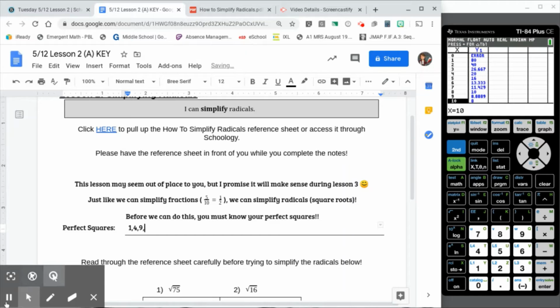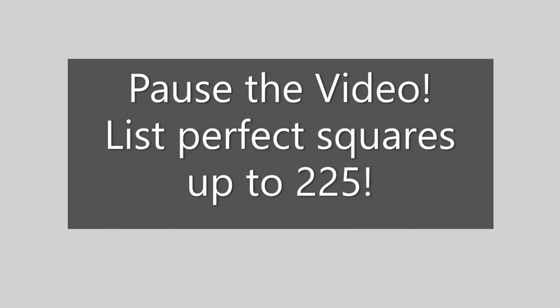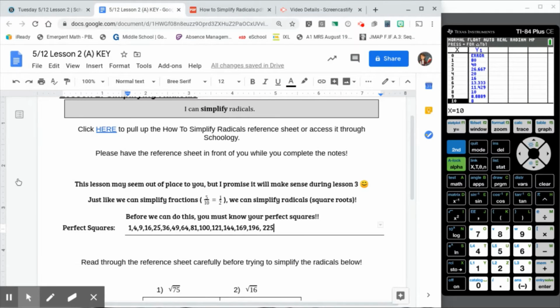Pause the video, fill in the rest of the perfect squares. Obviously, we can keep going, but I just listed up until 15 squared, which is 225. So those are about the ones you should have memorized. 14 is not a common one to have memorized, but if you don't have them memorized, it's not the end of the world. You just go to your calculator and double check it.